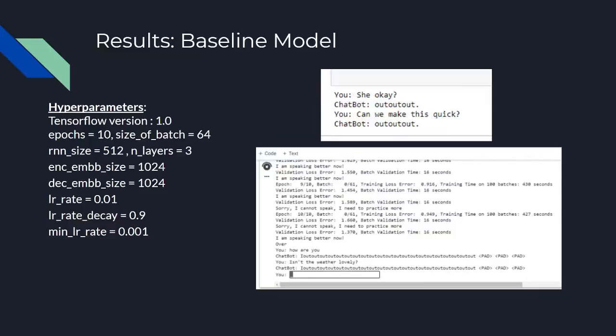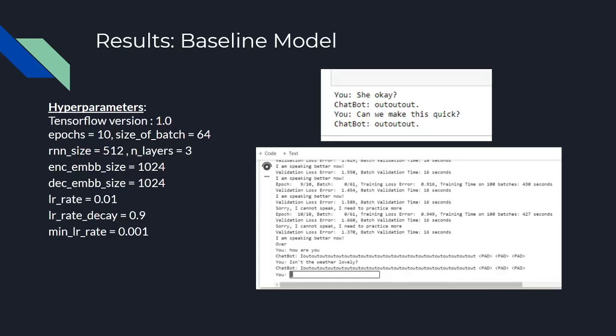Thanks, Vivek. So now let's look at the results of our baseline model. For the initial baseline model, we had used only 1000 records since we were training on Google Colab and were facing many memory issues. So the hyperparameters we used were as follows: TensorFlow version 1.0, epochs 10, batch size 64, RNN size of 512, number of layers 3, and so on.